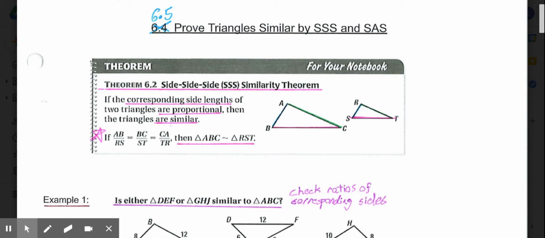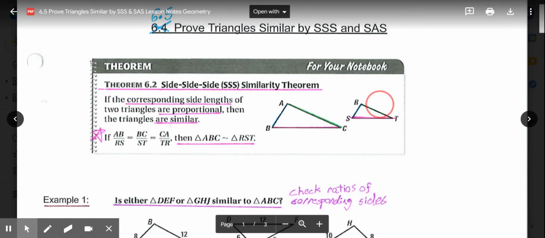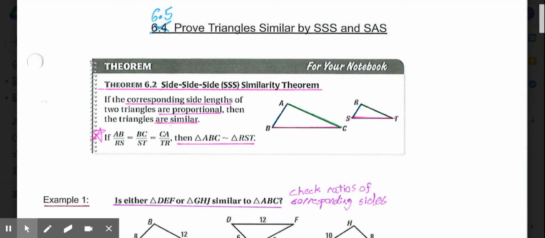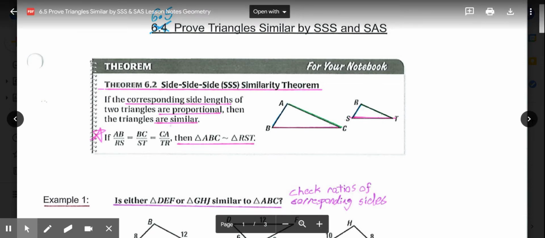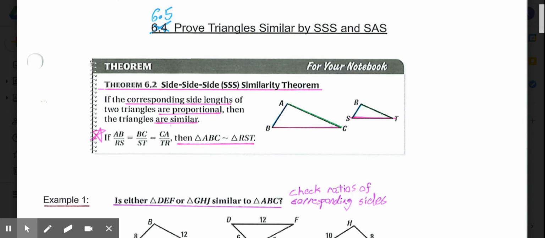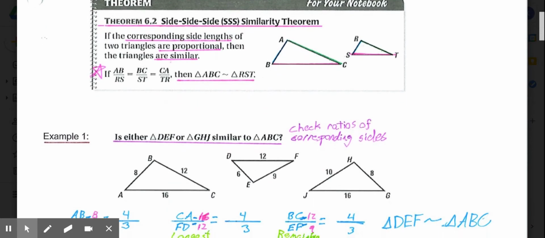It says if the corresponding side lengths of two triangles are proportional, then the triangles are similar. So if the ratio of AB over RS simplifies to the same thing as BC over ST and CA over TR, so if all three side relationships, the corresponding sides, are proportional, then the triangles are similar. Let's say each of these simplified to 4/5. These two triangles are similar. So let's practice that idea.